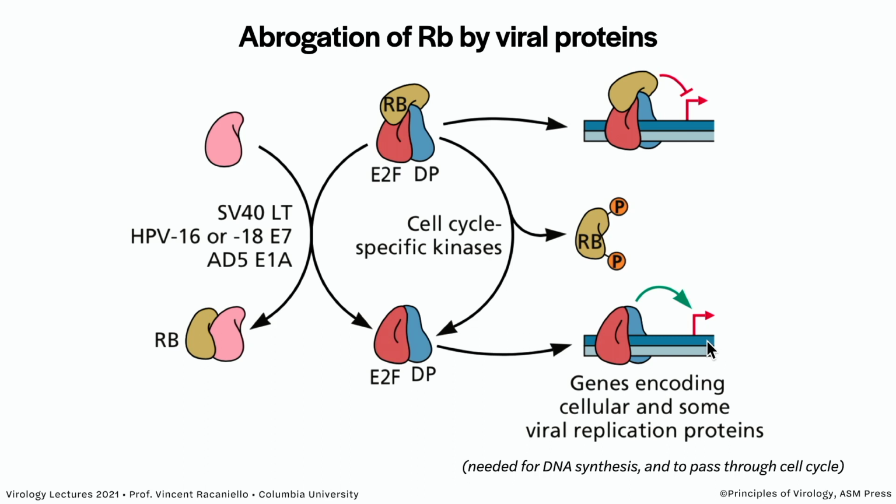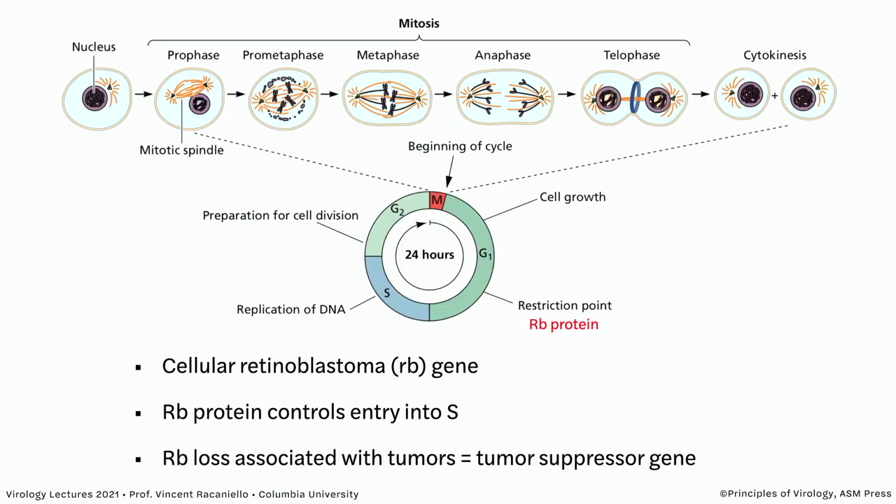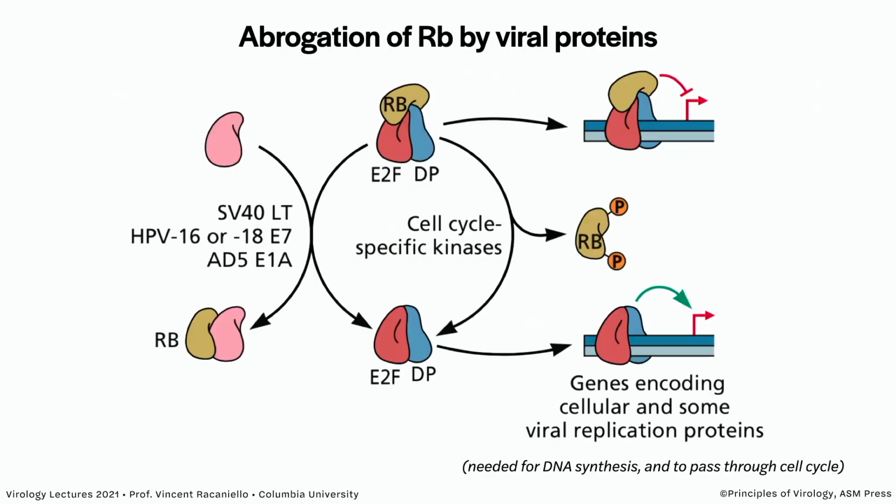So to summarize this, the viral early proteins abrogate RB, so there's no more checkpoint on the cell cycle. Now the restriction point is gone. The cells can divide on and on and on. But of course, eventually they'll die because the virus reproduction will kill them. So they won't divide forever. And so that's how the viruses get the cells to enter mitosis if they're not already and produce the proteins that they require for DNA synthesis. It's all at the level of RB.